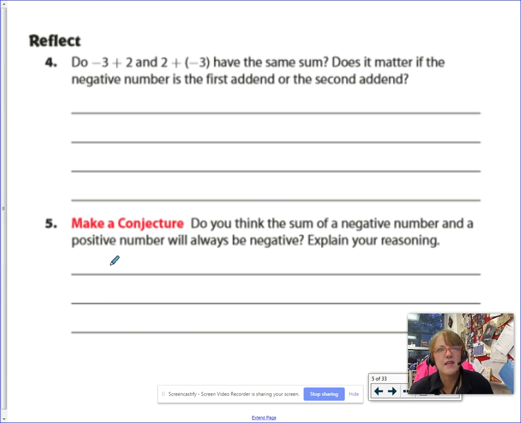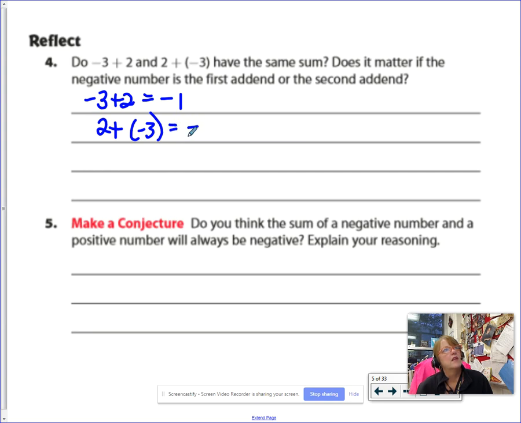Okay? Let's look at a couple of these. Pause the video and take a look and see if you come up with this same answer. Do these have the same sum? Well, -3 plus 2. Negatives are going to win. Different signs, difference. 2 plus -3.